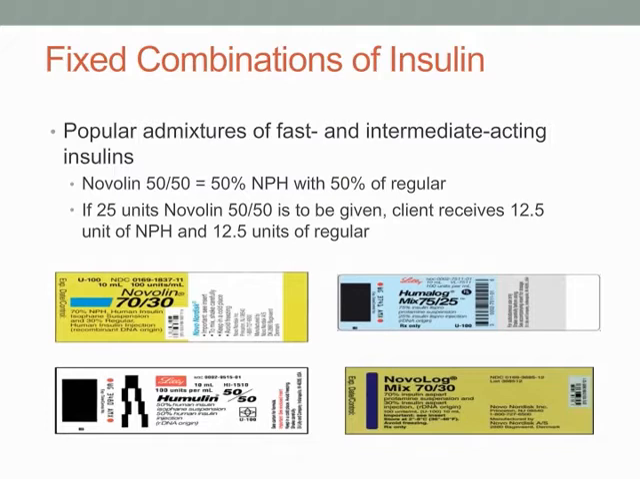So it's important to remember that the first number of the fraction is the NPH and the second is the regular. And it gives you an example here on the slide. If you have Novolin 50-50, what that means is you have 50% is NPH with 50% regular. So if a client has a dose of, excuse me, 25 units of Novolog, they're actually getting 12.5 of NPH and 12.5 of regular. It's the percentage of insulin that's actually in the syringe.